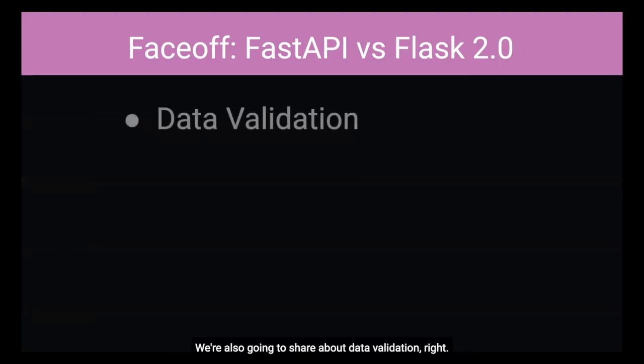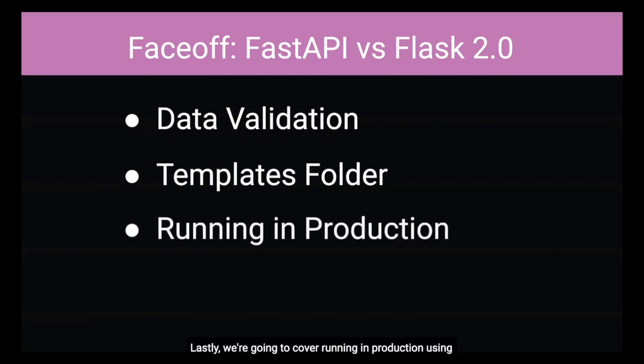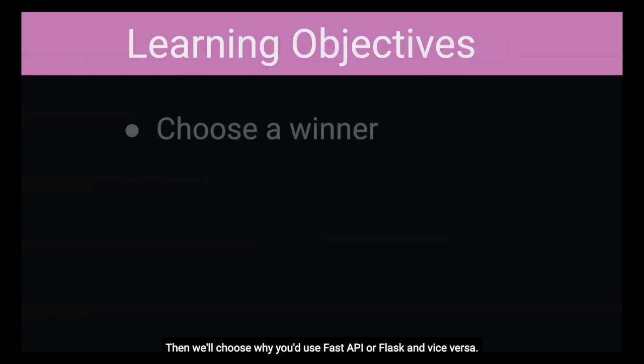And we'll see how that's done in both FastAPI and Flask 2.0. We're also going to chat about data validation, right? And how something called Pydantic helps us with providing user-friendly errors when data is invalid, which is really nice. We're going to go over template folder structure, like if you want to do web application development, and how you would serve up HTML, what that might look like. Lastly, we're going to cover running in production using WSGI versus ASGI and why you want to use one over the other. Then we'll choose why you'd use FastAPI over Flask and vice versa.